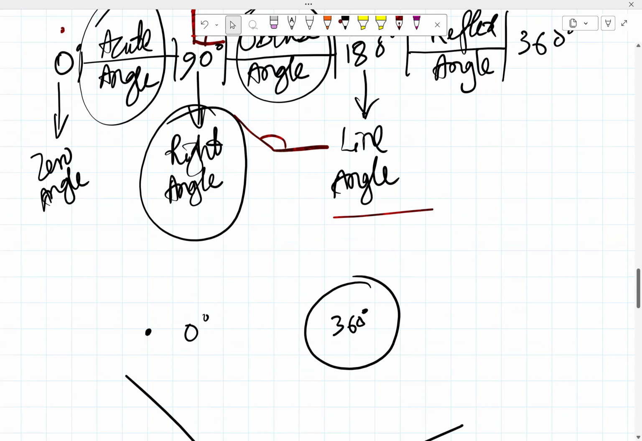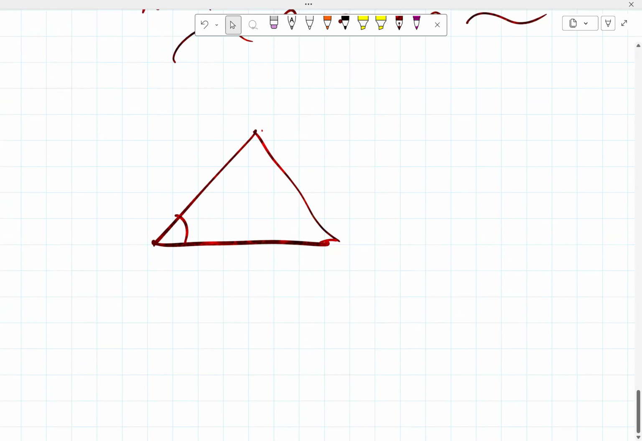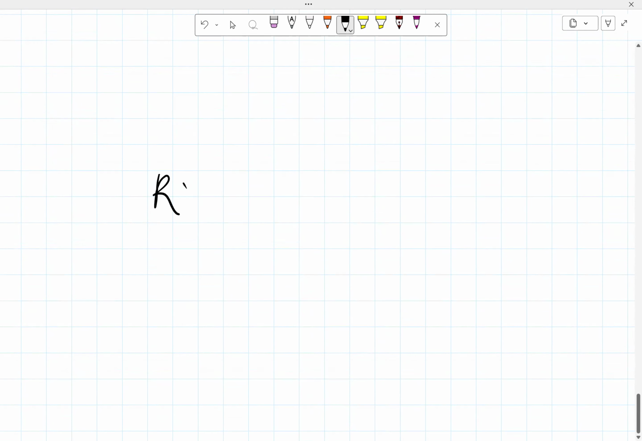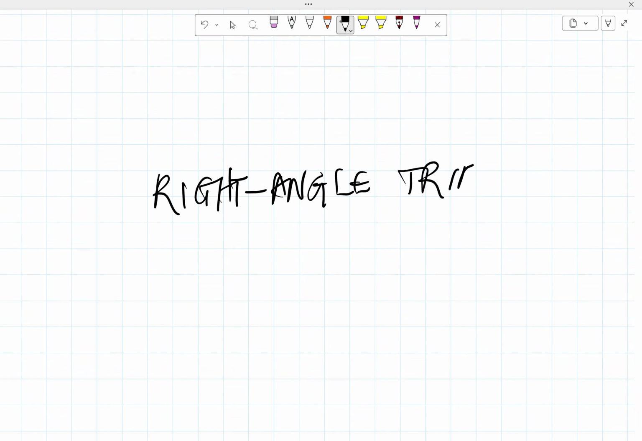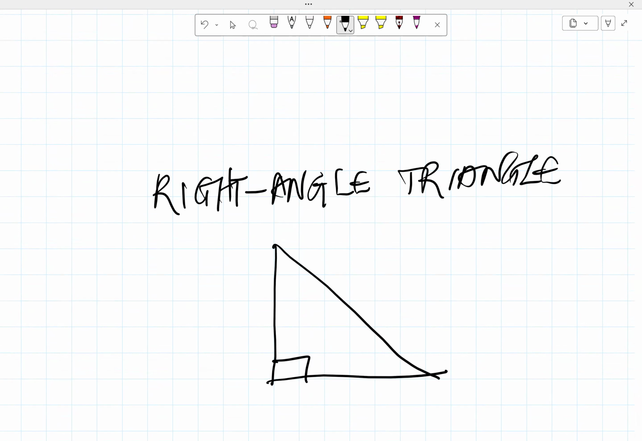Then the next triangle we can have is a right angled triangle, like we saw on the notes. The right angled triangle has an angle of 90 degrees. Okay, this is not looking perfect, I want to try to make it as perfect as possible. So this is an angle of 90 degrees.